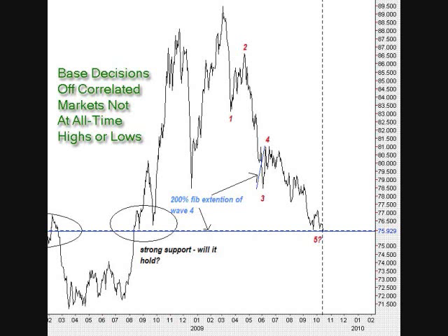Another tactic we can use is to look at markets that are correlated to the market that's at an all-time high or low. If the correlated market is not at an all-time high or low, we can use support and resistance trading based on that market to trade the market that is at an all-time high or low. You see the dollar index is not at an all-time high or an all-time low. In fact, at the time of this video, it's sitting near a major support level.